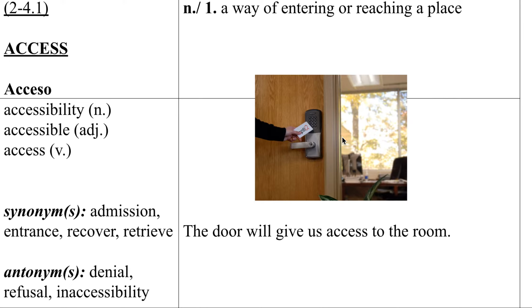And so that's similar to this. It says a way of entering or reaching a place. The only thing is the internet is not a physical place. But in the same way, internet access means being able to get into it. To be able to go in and find what is there, see what is there, the way you would access a space or a room.